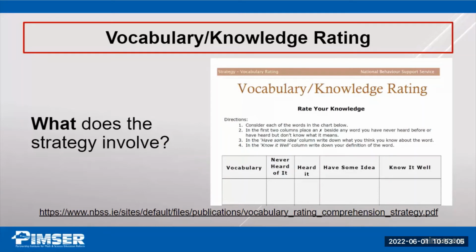And then in the have some idea column, they write or illustrate what they think they know about the word in their own language. In the know it well column, they write down their definition of the word once they're fairly sure of the meaning. This should be using their own wording and vocabulary. This is linked in the description box below, so you can see this format, and it comes from the website shown on the slide, adapted from the work of Blokovic and Fisher.